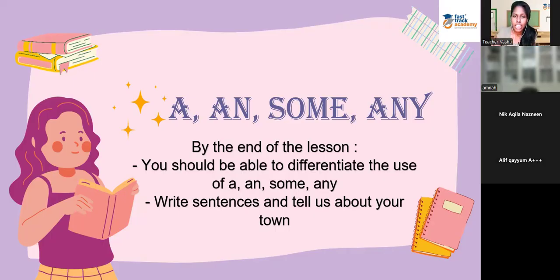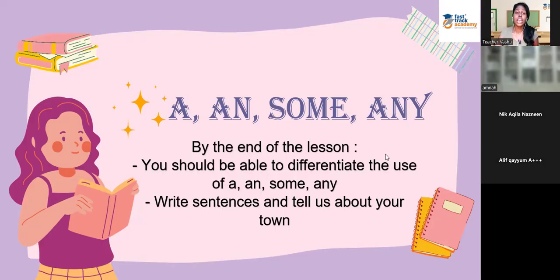So by the end of the lesson, you should be able to differentiate the use of the words a, an, some, or any. And you should also be able to write sentences and tell us about your town. Okay, kalau sempat lah, we will do about the town. But then I'm going to teach you where to use the words some and any.